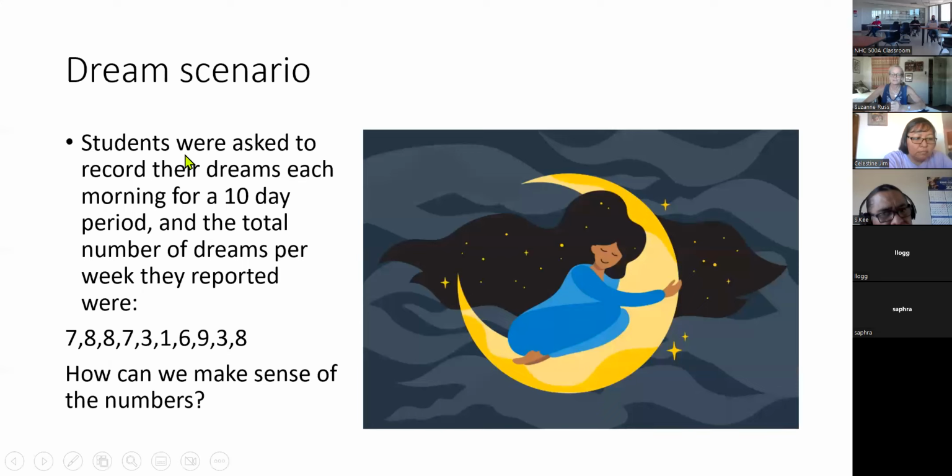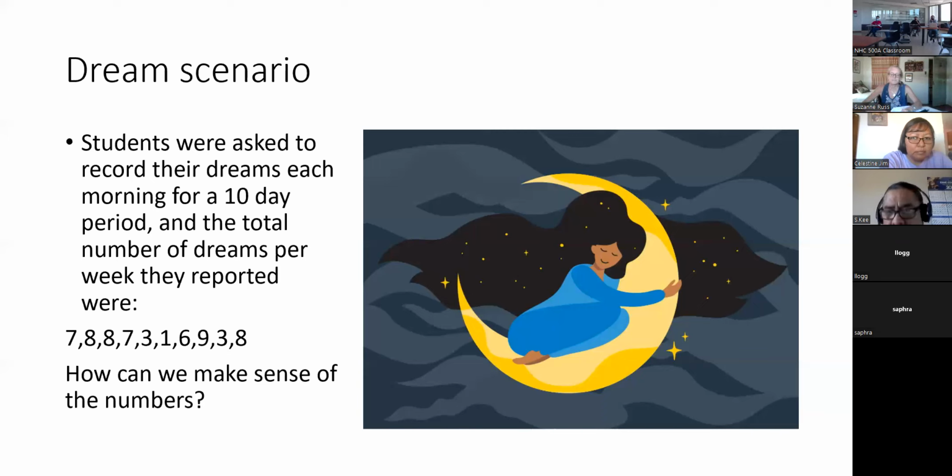Here's the scenario from your book. Students were asked to record their dreams each morning for a 10-day period. And so probably they had a lot of data. They could measure what the students were dreaming. But for this example, they were just looking at the number of dreams that they reported.